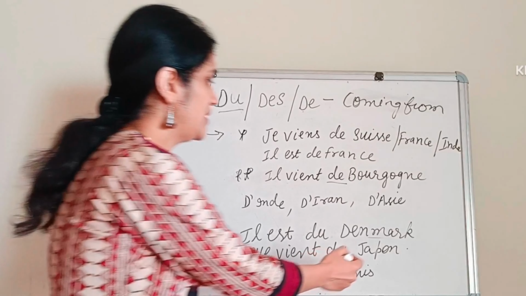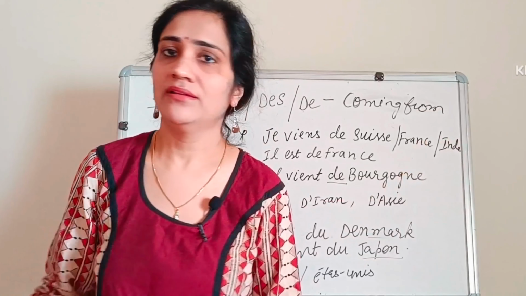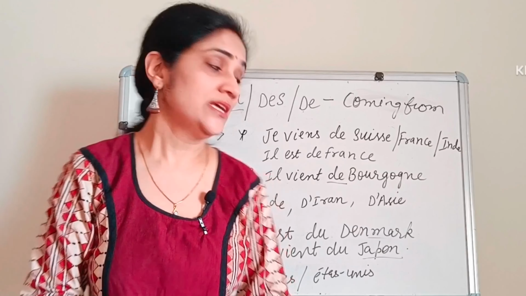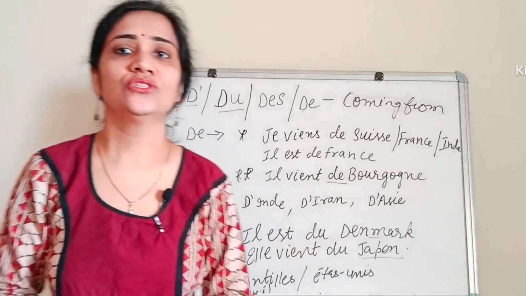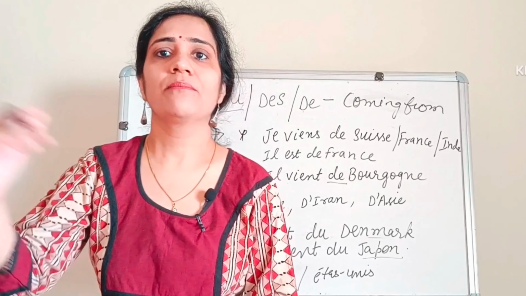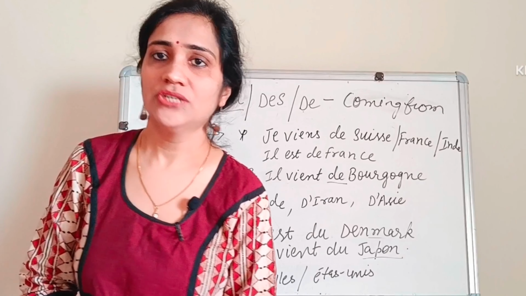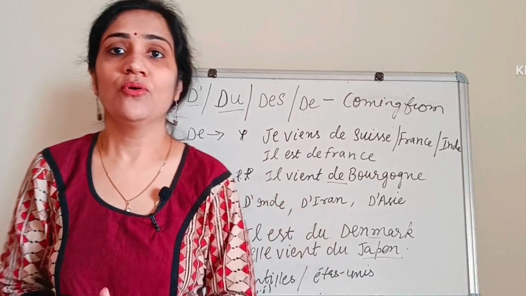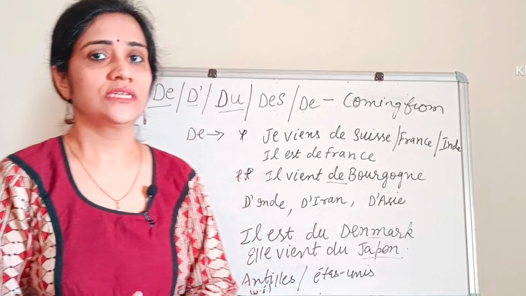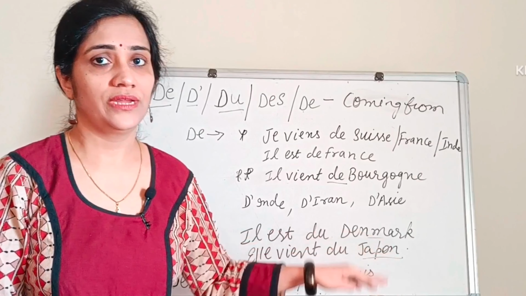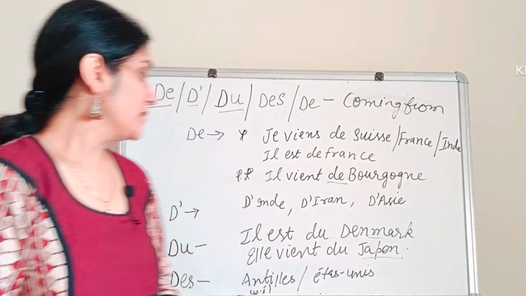Now, another country is Japon, that means Japan. Japan is a masculine gender country. So, elle vient du Japon. She's coming back from Japan. Japon is a masculine gender country, so that's why we are using DU before it, referring to coming back.